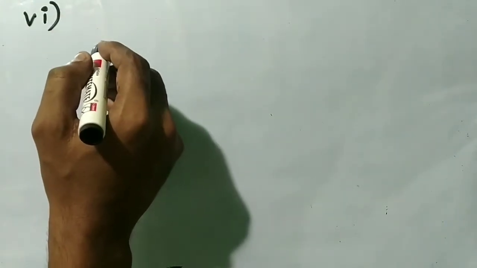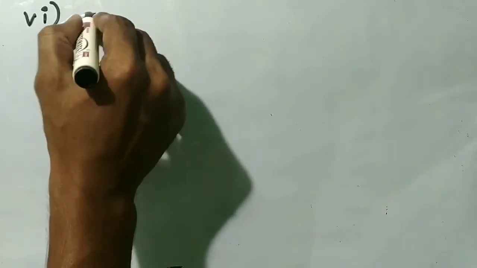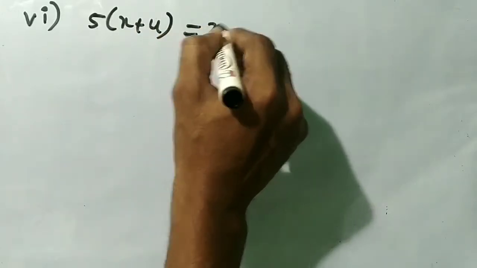Here we consider the sixth one. The sixth one is a little bit tricky when compared with the others. That is 5 into x plus 4 is equal to 35.